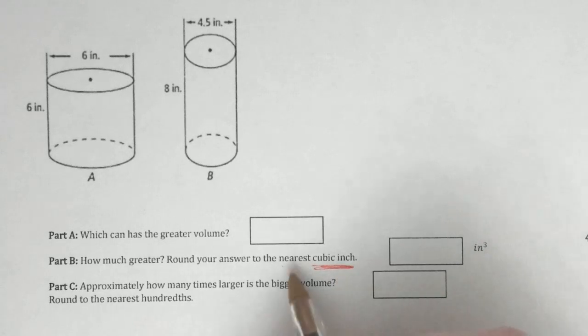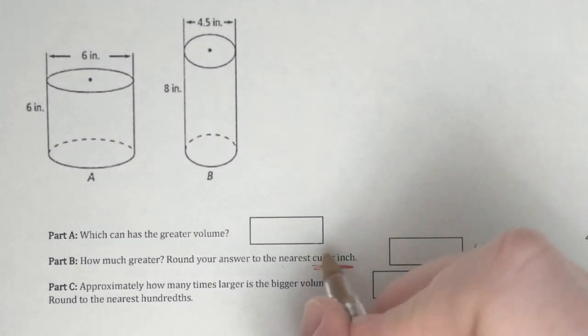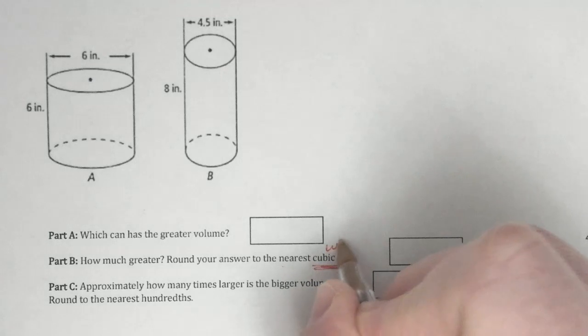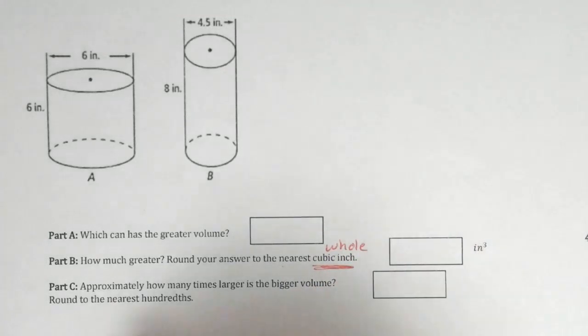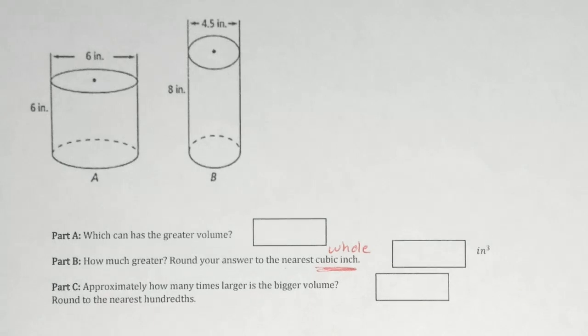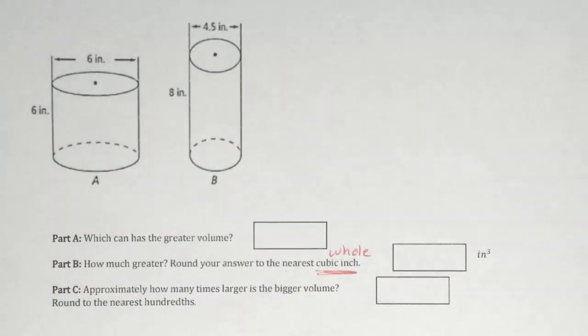Now, what that means is, if they say cubic inch, and they didn't say tenths, hundreds, thousands, or anything like that, then what that means is the whole number. So they would want the whole number. And then part C is approximately how many times larger is the bigger volume, and then round to the nearest hundredth. Okay, so let's go ahead and find the volume of these two.